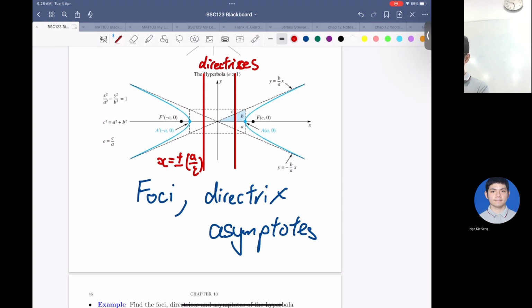The asymptote is this one. Let me label it. So these two are the asymptotes. And then the focal point, use C to find it. Okay, that's good. So this is the focus. This is the focus.